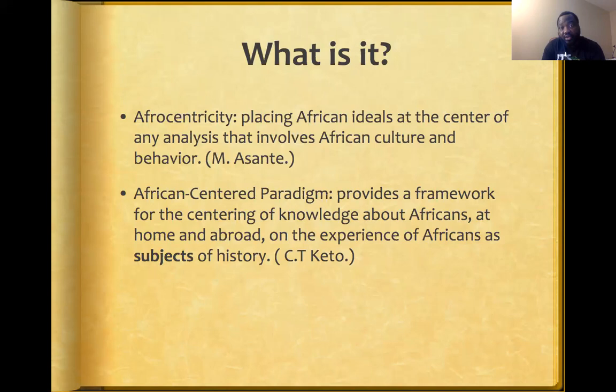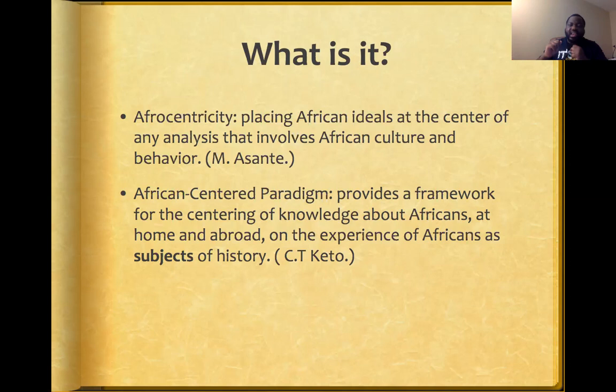Another prominent scholar is C.T. Keto, whose book Vision and Time is one of my favorites as far as talking about the African-centered worldview. It describes an African-centered paradigm as providing a framework for the centering of knowledge about Africans at home and abroad on the experience of Africans as subjects of history. As subjects of history, which, when we say as subjects of history, why is the emphasis on that?